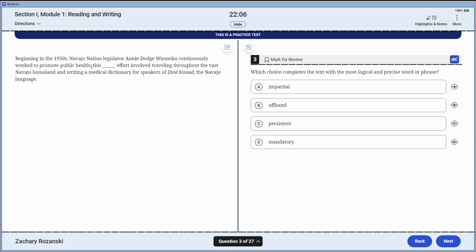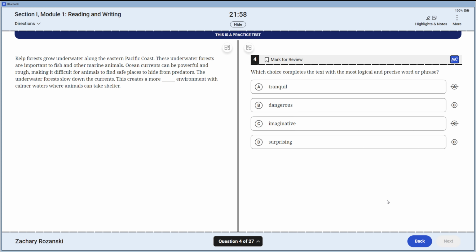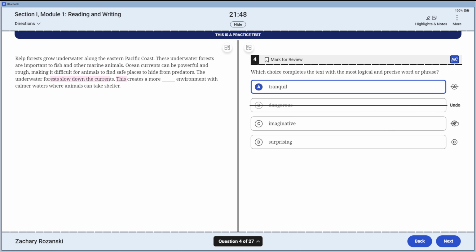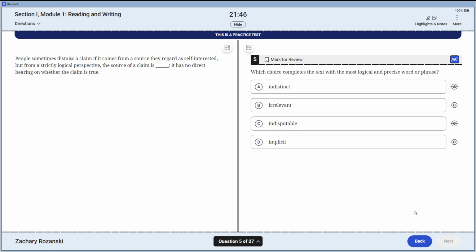As I skim for another one, I've got this, which is going to kick me back one. Continuously worked. I can probably engage with my words. Persistent is going to be my beautiful choice for this one. I've got another, this creates, bounce me back a sentence, slows down the current. We like that. Tranquil's got to be it. It slowed it down. It's not going to be this. It's not imaginative and it's not surprising. Tranquil, calm, beautiful.